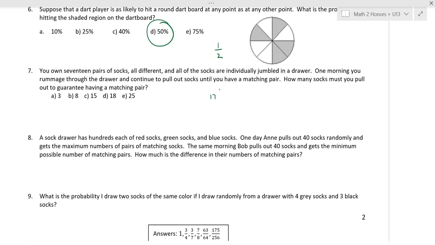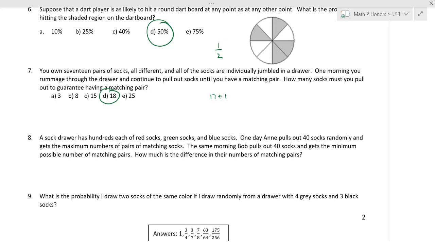But once you grab that 18th one, that one has to match one of the 17, and so 18 would be the minimum number of socks that you'd have to draw to guarantee that you will always have a matching pair.